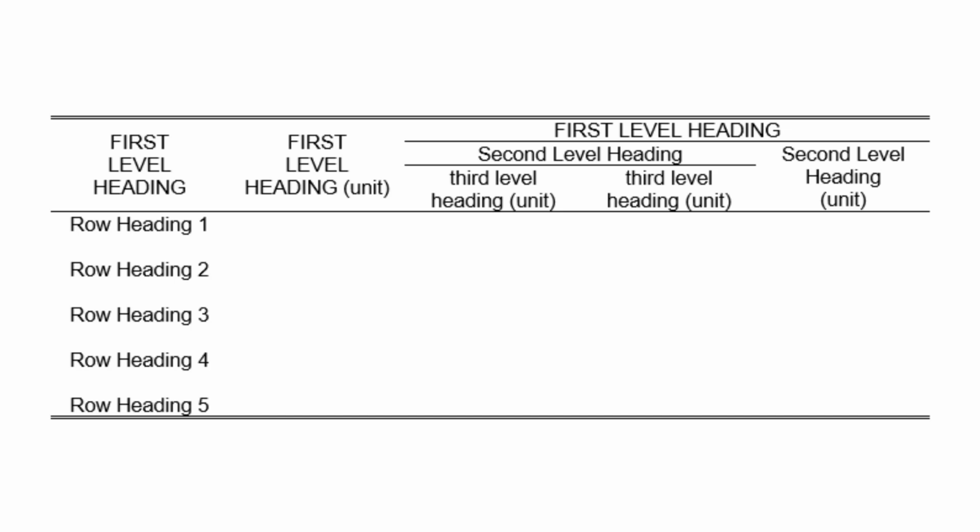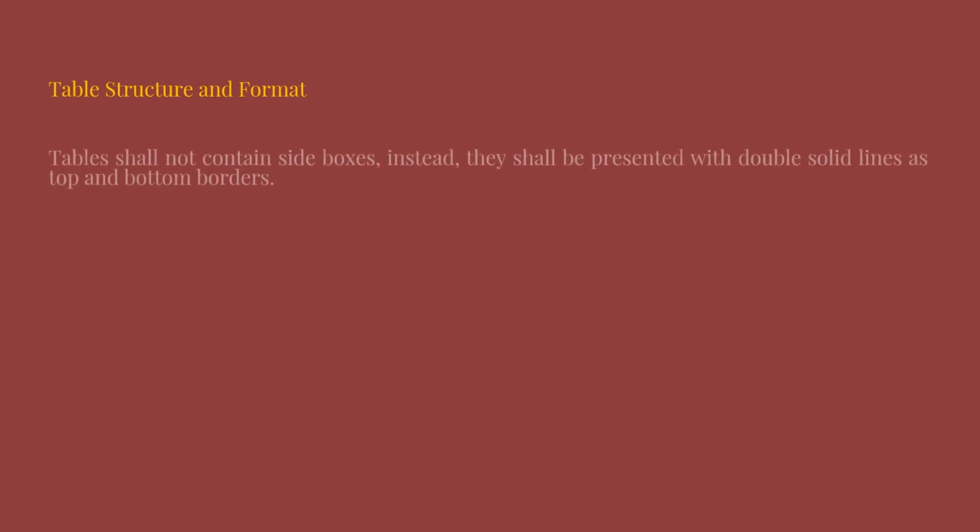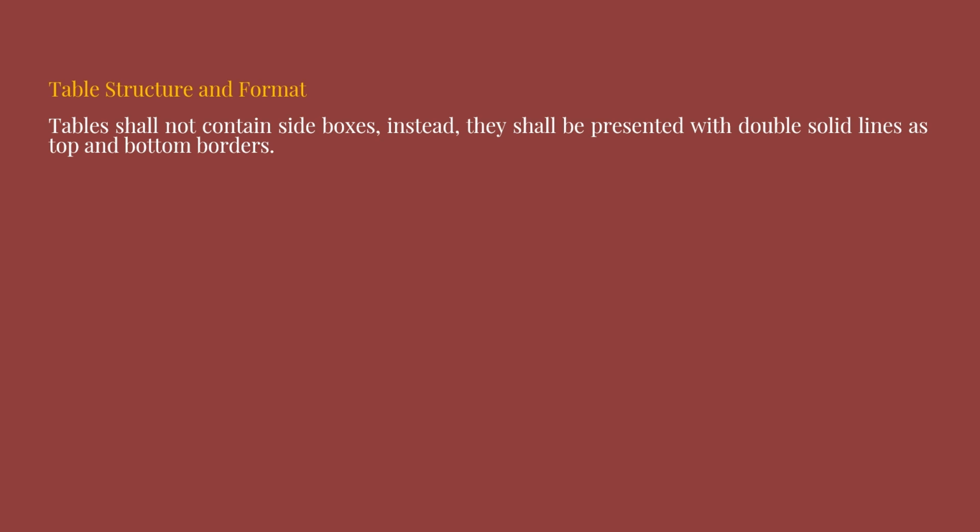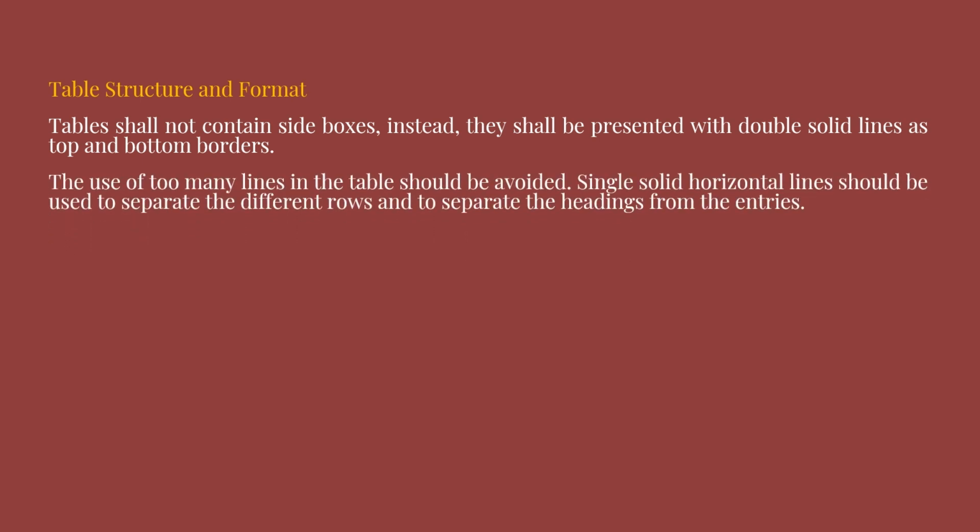So to give you guidelines in structuring your table, your table shall not contain side boxes, as you can see in the previous illustration. They shall be presented with double solid lines as the top and also the bottom borders. So there are no other extra lines. So you should format your tables this way. The use of too many lines in the table should be avoided. Single solid lines should be used to separate the different rows and to separate the headings from the entries.